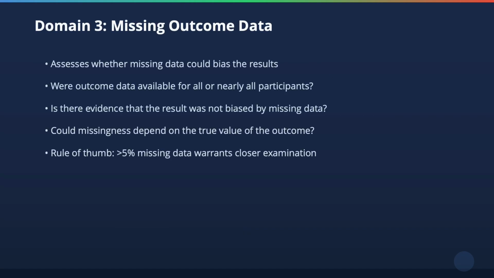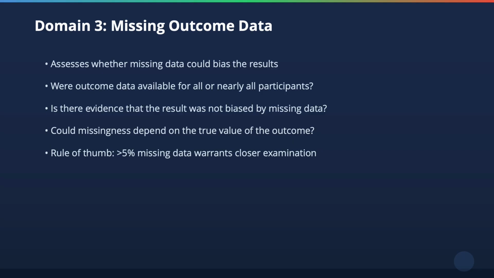Domain 3 addresses missing outcome data. Participants drop out for many reasons. They move away, experience side effects, get better and feel they no longer need treatment, or simply lose interest. The question is whether the missing data could have biased the results.